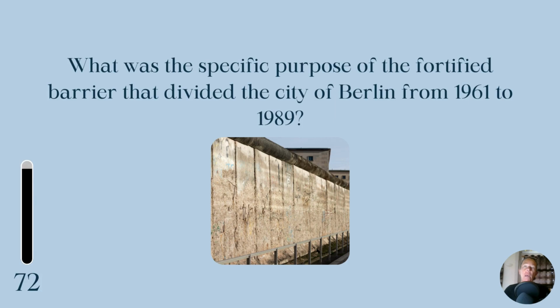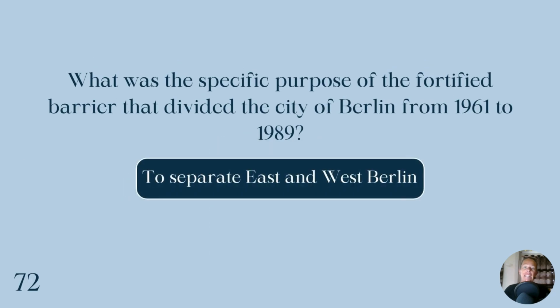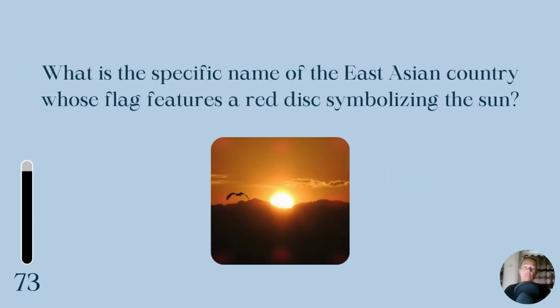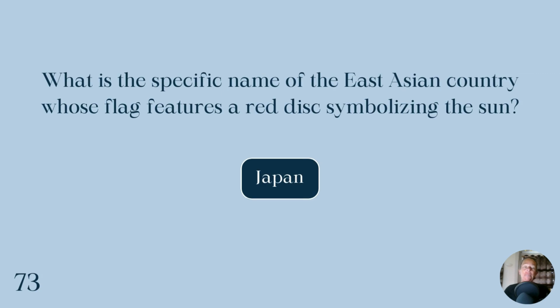What was the specific purpose of the fortified barrier that divided the city of Berlin from 61 to 89? It was to separate East and West Berlin. What is the specific name of the East Asian country whose flag features a red disc symbolising the sun? That's Japan.